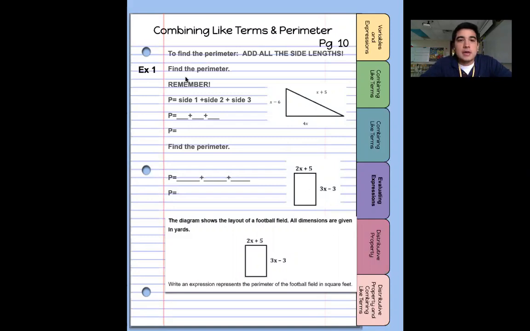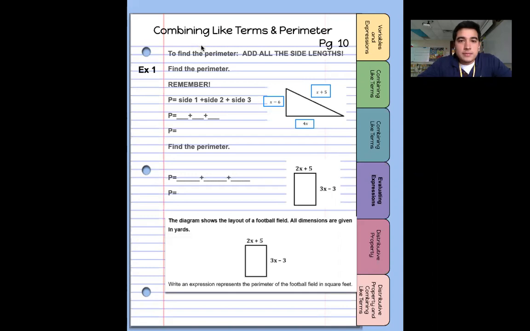Easy. Okay, so example 1, we're gonna find the perimeter, and remember, we add side 1 plus side 2 plus side 3, okay? So in this example, I have 3 sides, right? I have x plus 5, I have 4x, and I have x minus 6, okay?